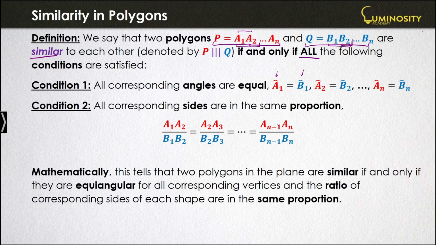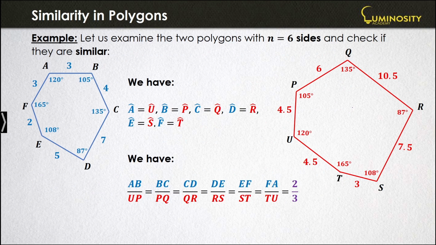Mathematically, this tells us that two polygons in the plane are similar if and only if they are equiangular, which means that for all corresponding vertices, the angles contained between them are equal, and the ratio of the corresponding sides of each shape are in the same proportion. So these two conditions must be satisfied for similarity between polygons. Let's have a look at an example.